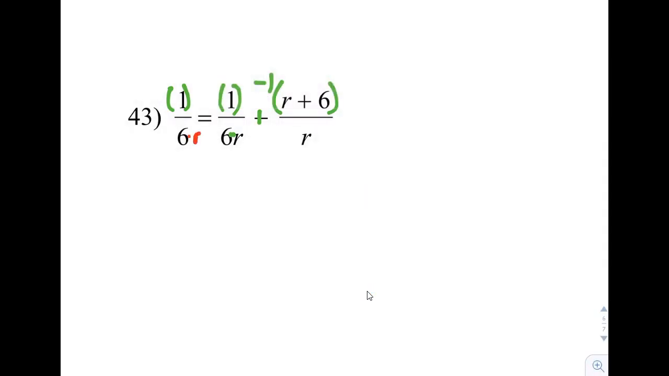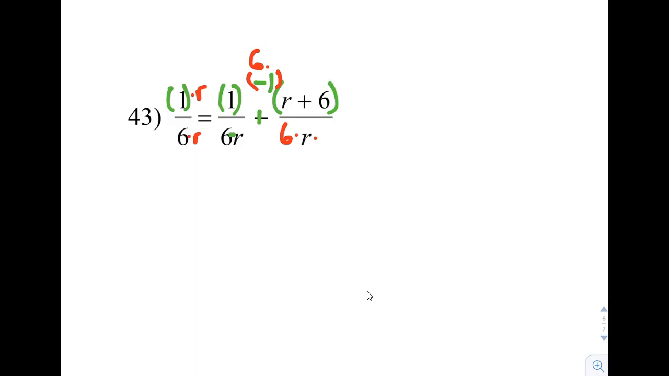Times both the top and bottom of this by r to get 6r. Middle one already has 6r. The far right one needs a 6, and a 6 times -1 times that. So now we have 3 things multiplied over there. That's okay. And now everything is a common denominator.